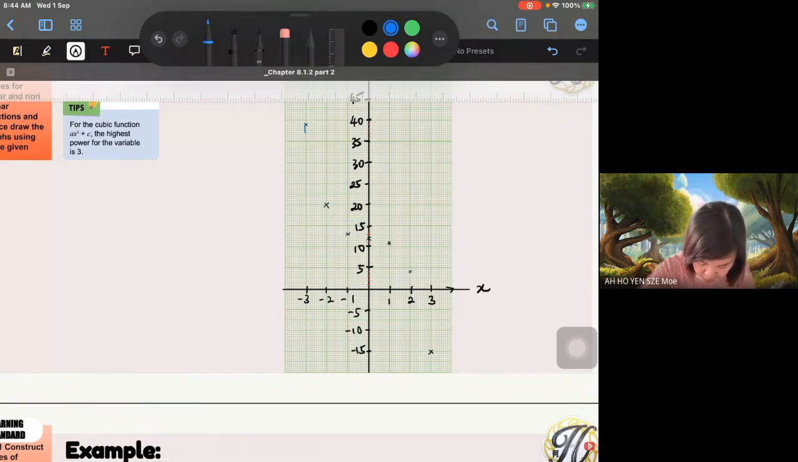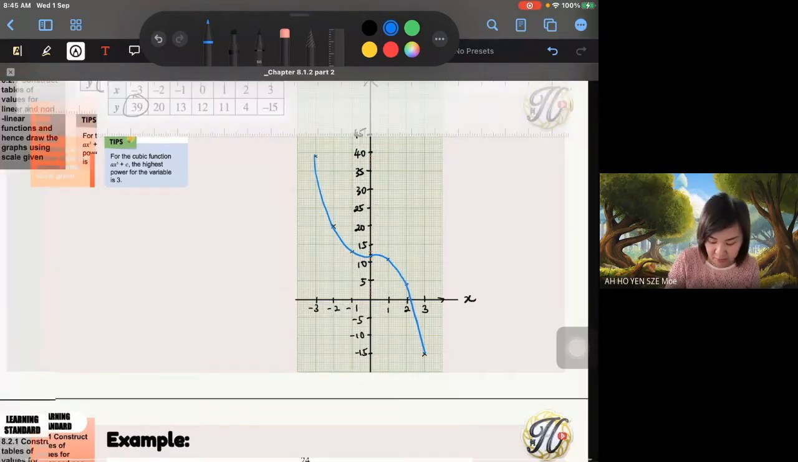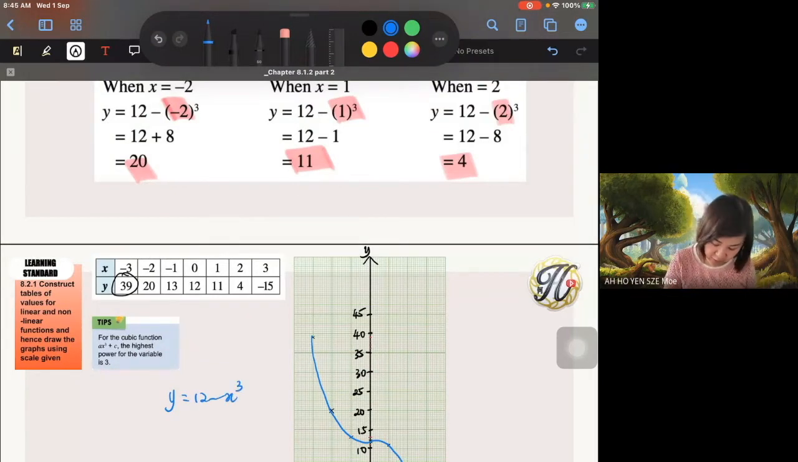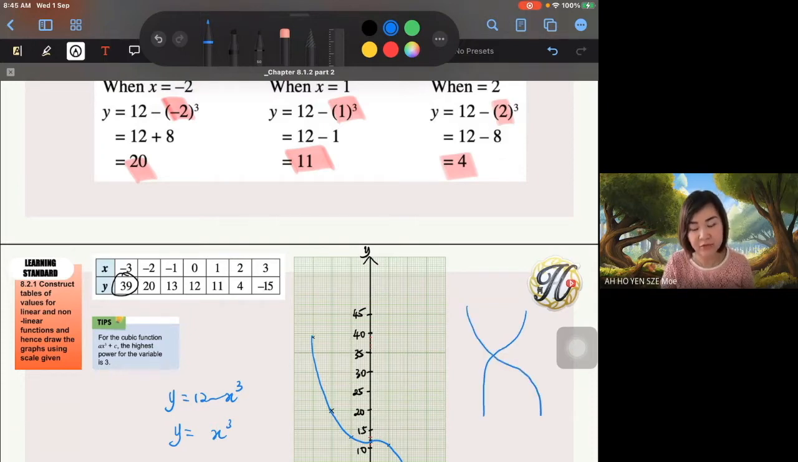I have to move a bit, it cannot slip. Passing through this, join it. Still not so smooth. So this is an S. If this is y equal to 12 minus x cubed, the shape is like this. If it is the other way around, x cubed, the shape will be this way, and this way will be negative. So remember the shape of the graph.